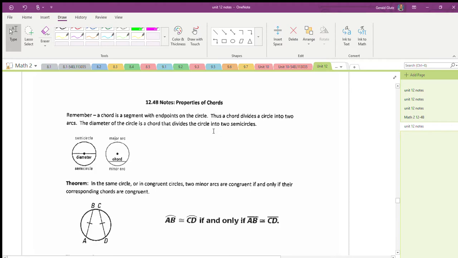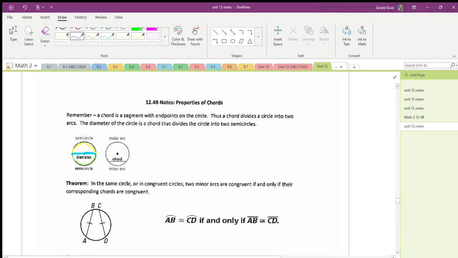So this is a diameter of a circle, so it's basically a chord that goes through the middle of a circle. So it has two endpoints on the circle, goes through the center. That forms two different semicircles. So the yellow and the green are each a semicircle.